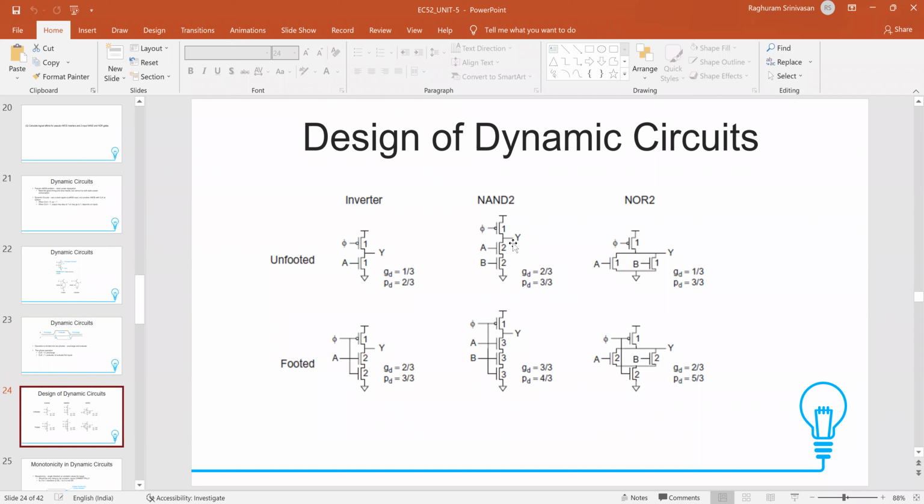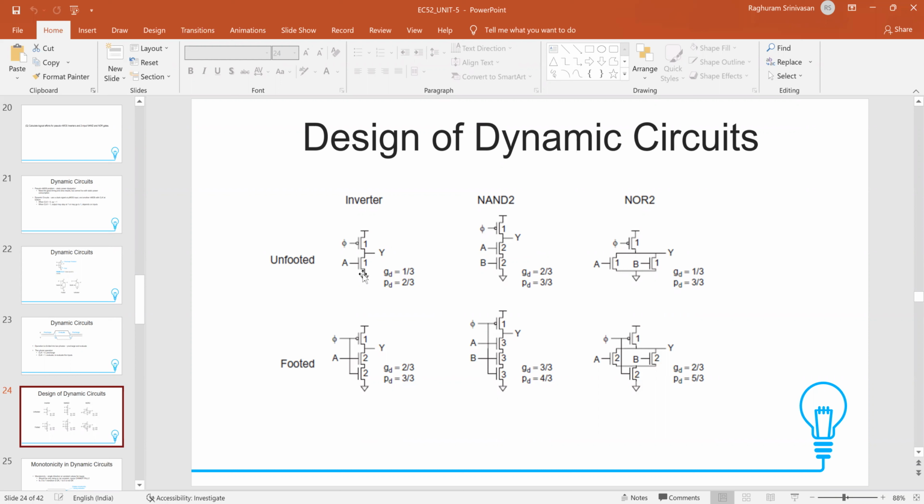By default, you see in all the gates here, the PMOS size is constant, which is 1. For the NMOS, just like we were doing for the static gates, the same thing. You might have 3 transistors, 4 transistors, series, parallel, etc. The NMOS network together should equal a single transistor of W by L equal to 1. You put the sizes accordingly, and that is what you see in all these examples.